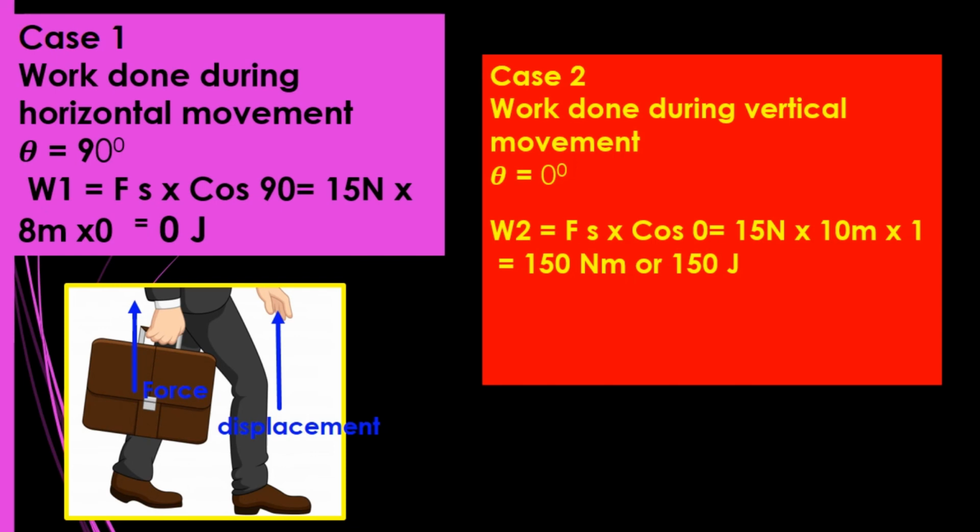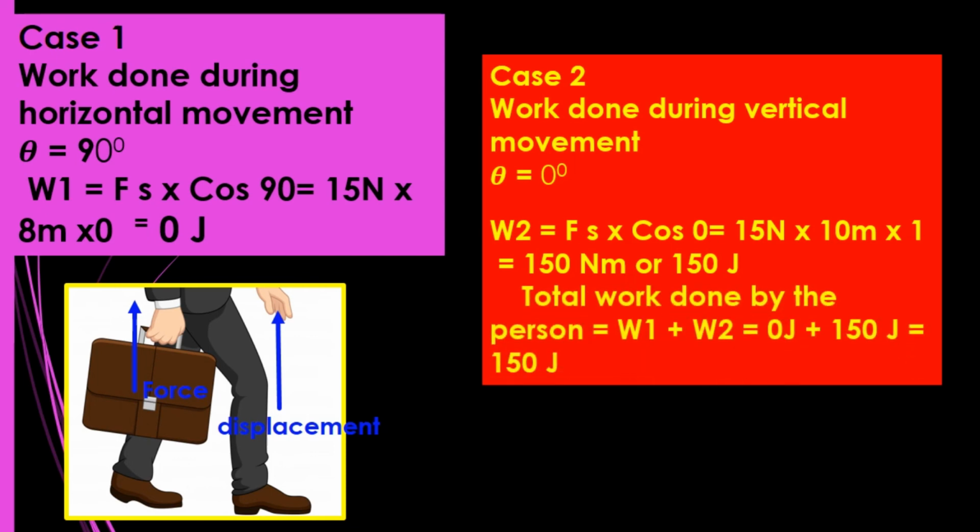Now let us find out the total work done by the person in his movement. Total work done is equal to W1 plus W2. W1 is 0 and W2 is 150 joules. So the total work done is 150 joules.